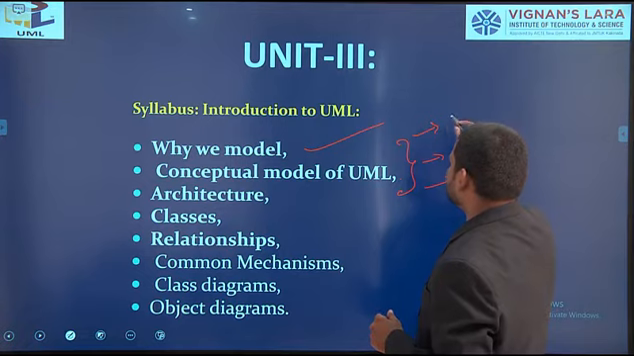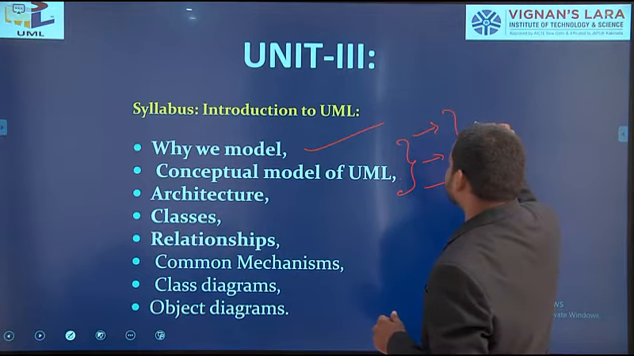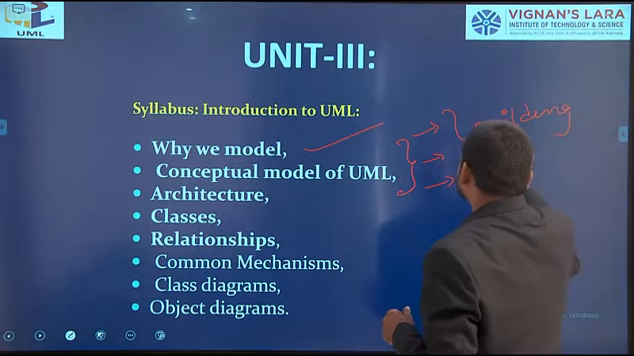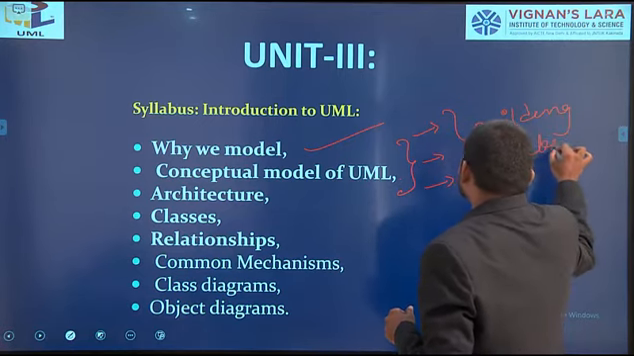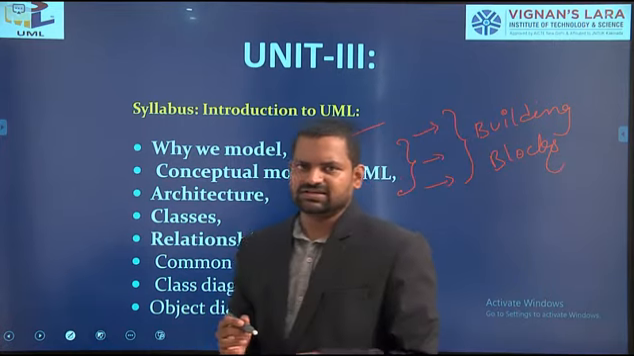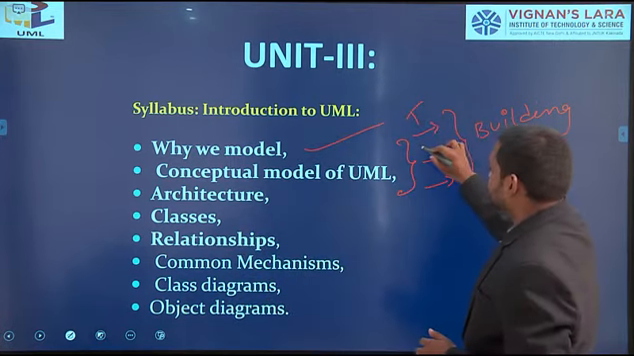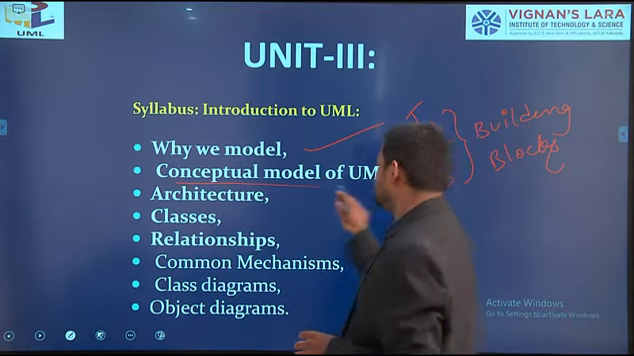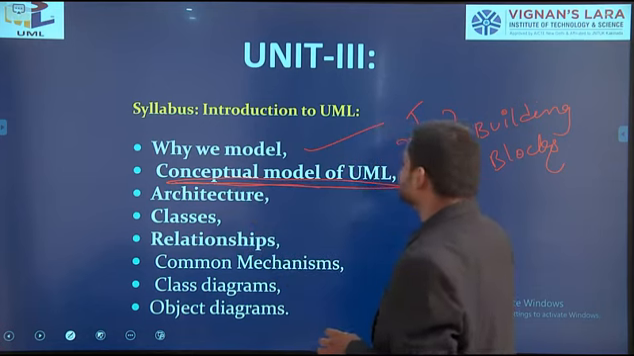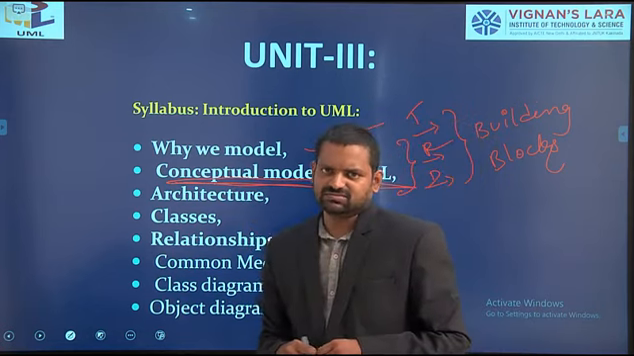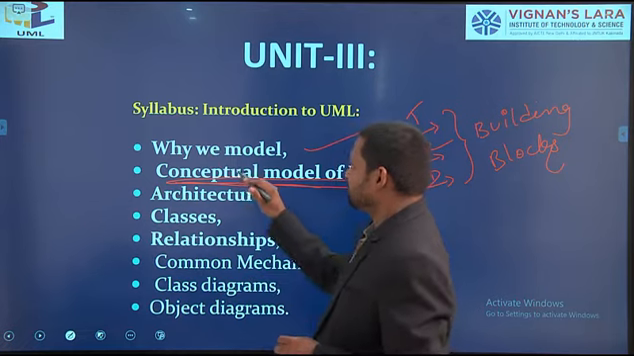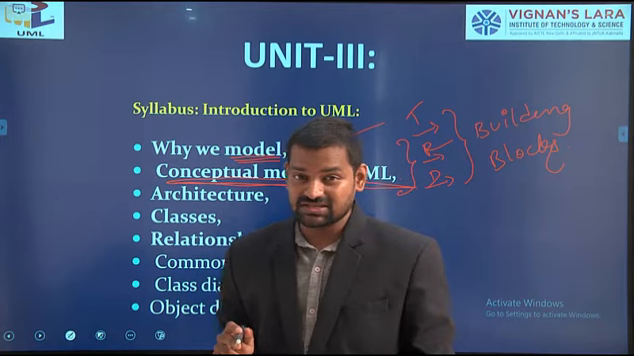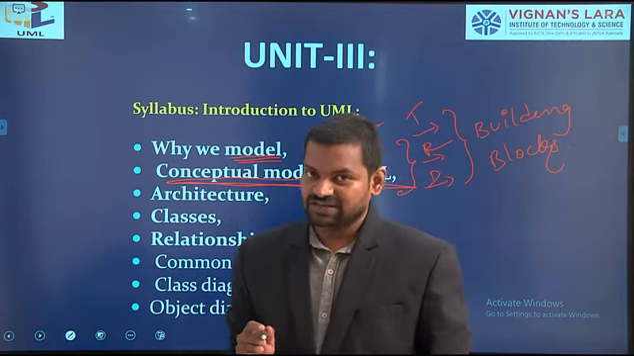The conceptual model has three types. These are the building blocks of the UML: the things, relationships, and also the diagrams. The conceptual model includes the building blocks of the UML. Why we model: a model is a simplification of reality.